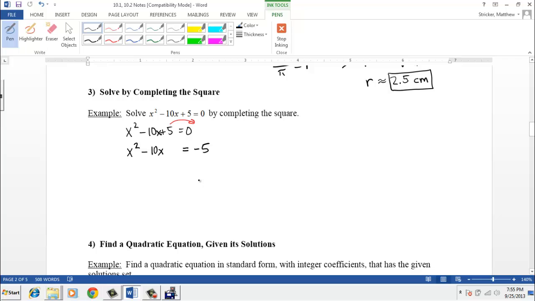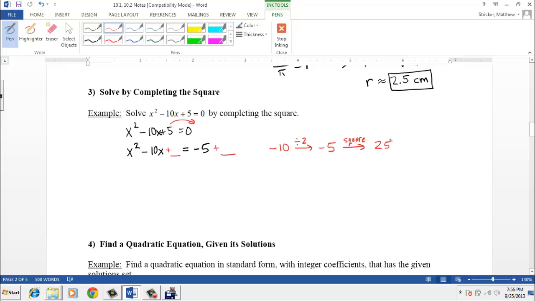And here is where the completing the square part comes in. We want to add something to both sides that will complete the square, in other words, make it a perfect square. And so here's the way it works. You take the middle term, our negative 10, and we divide it by 2, which makes it negative 5. And then the second part is we square it. And of course, negative 5 squared is 25.